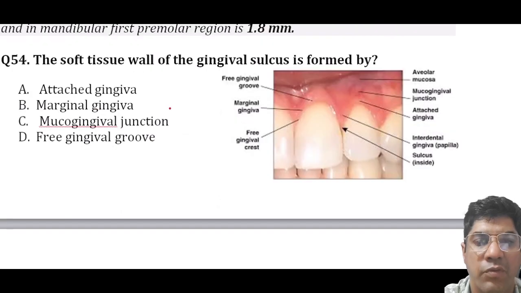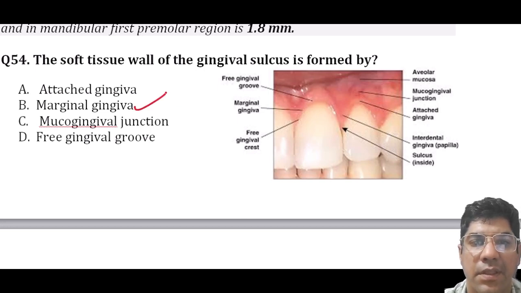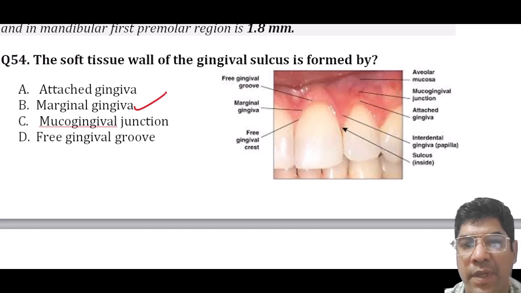The soft tissue wall of the gingival sulcus is formed by the marginal gingiva. The marginal gingiva, also known as free gingiva, constitutes the soft tissue border at the edges of the gingiva, and it forms the soft tissue wall of the gingival sulcus.